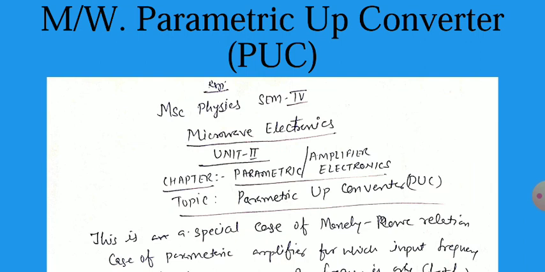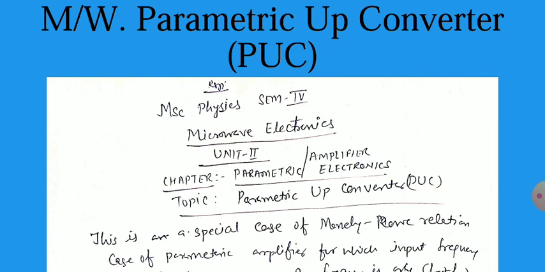For the MSc Physics Semester 4th, we are discussing Microelectronics Unit 2nd. The chapter is Parametric Amplifier, and the topic for today is the Parametric Up Converter, PUC. This is not PUC, position under control, but it is the parametric up converter. What is meant by this parametric up converter? This is an applied part of the parametric amplifier.